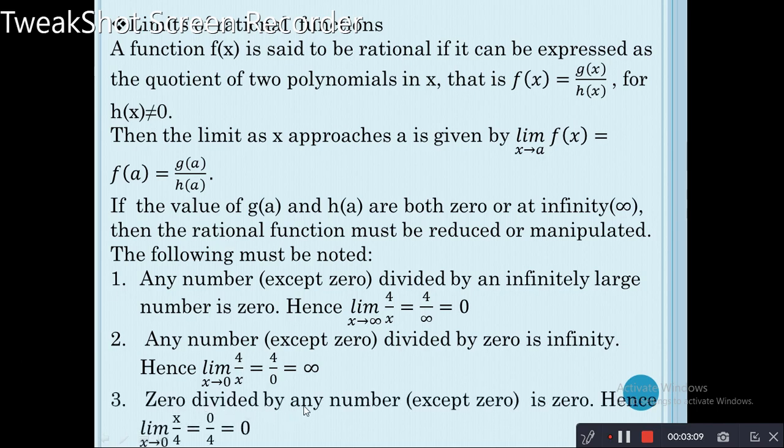Then 0 divided by any number except 0 is 0. Hence, when you are finding the limit of x over 4 as x approaches 0, we'll be getting 0 over 4. It's similar to 4 people sharing 0 apples. No one is getting anything. Okay, let's move on.